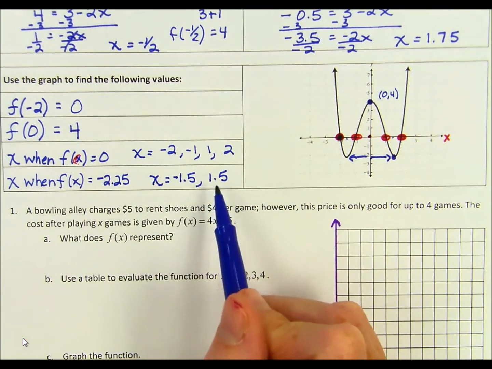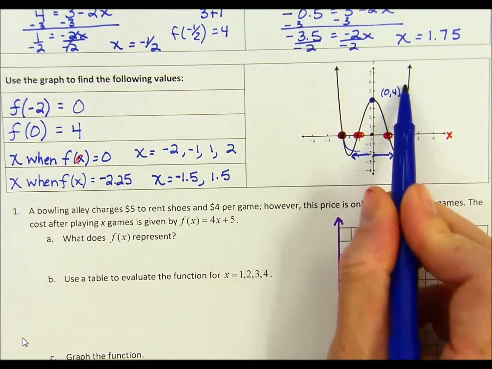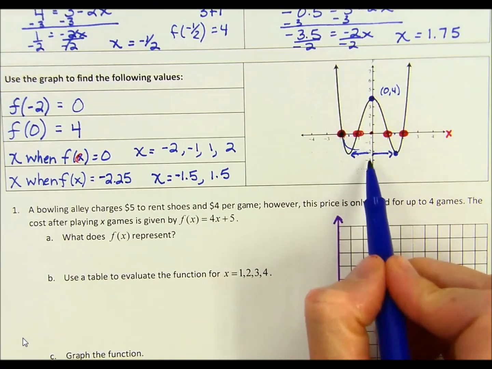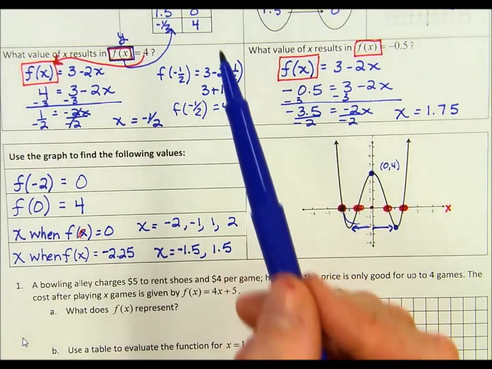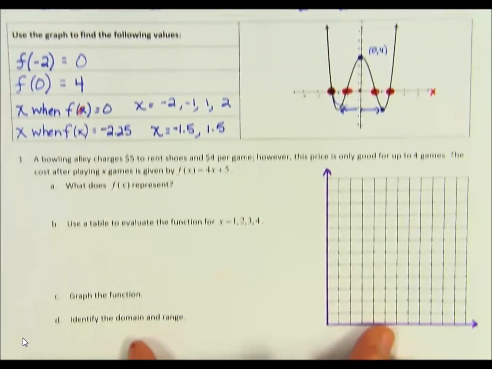So you constantly have to think of input and output when you're doing the graph. The input is always on your x-axis, the output is always on the y-axis. So now we've looked at the algebra part, we've looked at on a graph. Now it's time to look at a real-life situation.